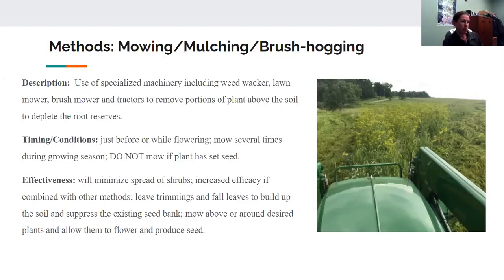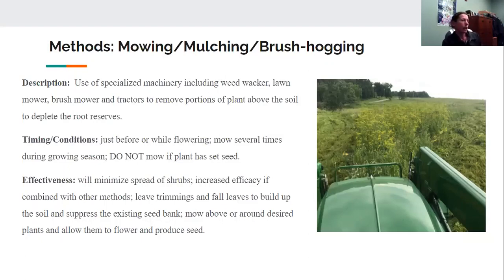And you definitely do not want to mow if the plant has set seed, because you're only going to spread that plant. In my experience from mowing, mowing will minimize the spread of shrubs, but it will not remove the shrubs from the site. Shrubs have a very large root system, and so it takes a lot more than just mowing to remove them. They tend to root sprout, and it will take a really long time to mow a shrub so that it is removed from the area.